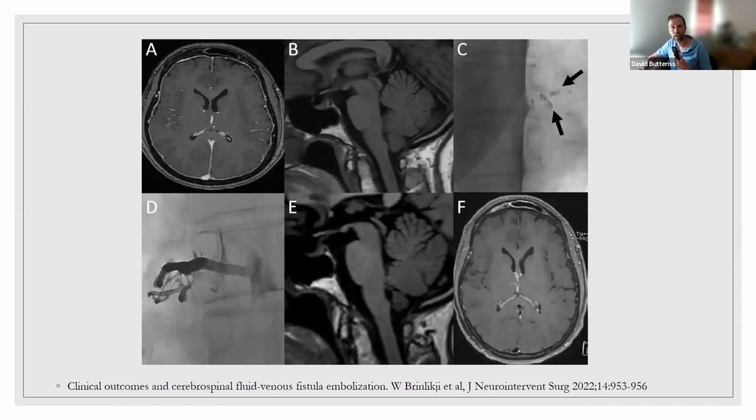Another case, similar, showing you the same thing, clear radiological features of SIH, a little fistula on the digital subtraction myelogram, and then following the glue, we've got opacified glue within the venous system. We can see it in this network of veins around the foramen, and normalization of the clinical and radiological abnormality following that.